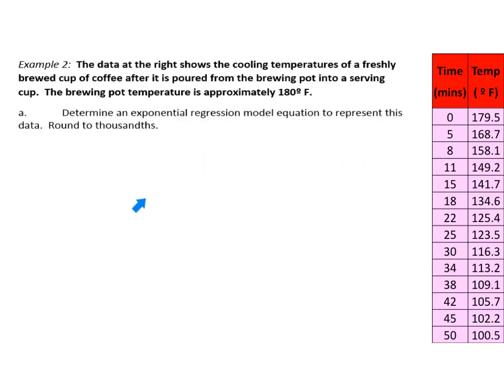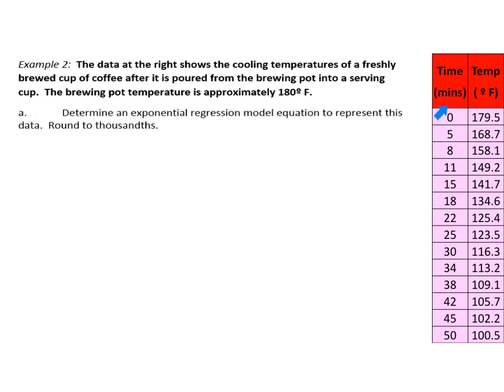All right. Here is our second example. The data at the right shows the cooling temperatures of a freshly brewed cup of coffee after it is poured from the brewing pot into a serving cup. The brewing pot temperature is approximately 180 degrees Fahrenheit. Determine what type of model? Exponential. Regression model equation to represent this data to the thousandths place.